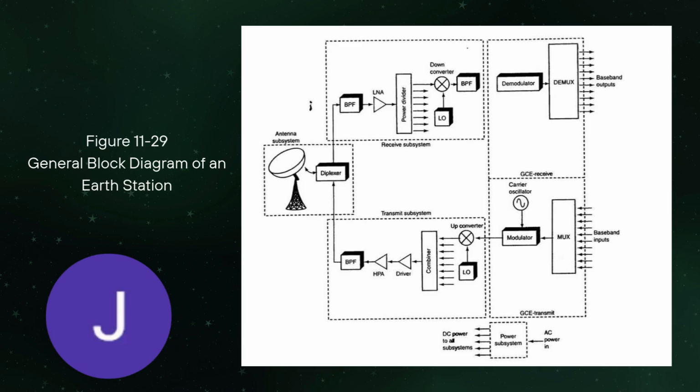General block diagram of an Earth station. It is simply the ground-based system that communicates with satellites. So its main functions are to send signals, or the uplink, and receive signals, or the downlink. So as you can see, from the antenna to the diplexer, BPF, LNA, demodulator, modulator, driver, and BPF, and back to the antenna.